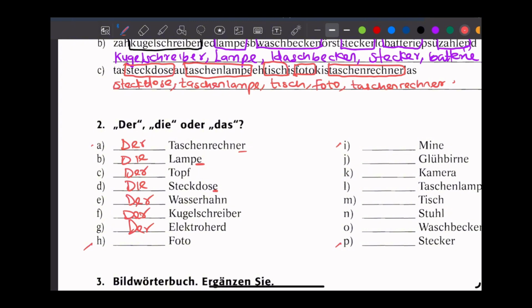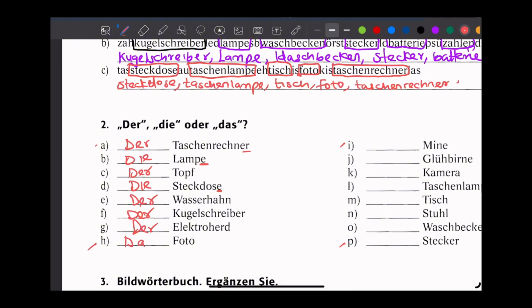I talked about when we have a word that is derived from another language, maybe from English, like computer. I told you something like the computer and the computer. We talked about that. So when you have Foto, what's Foto gonna be? Das. Because it's also a word that comes from another language, okay?